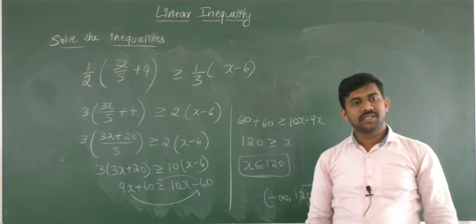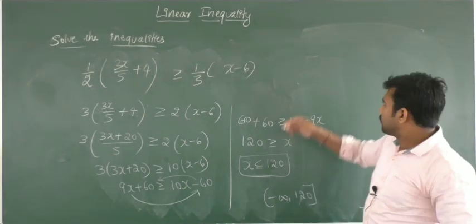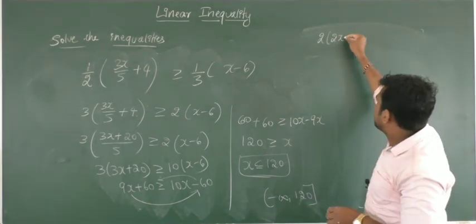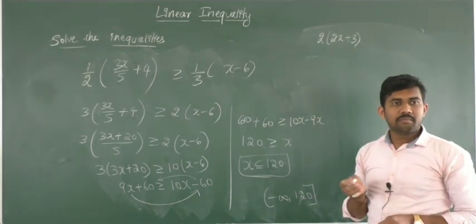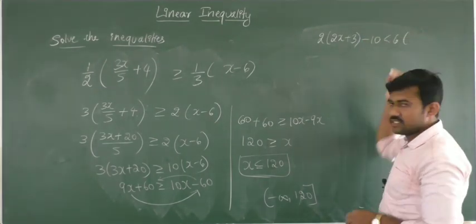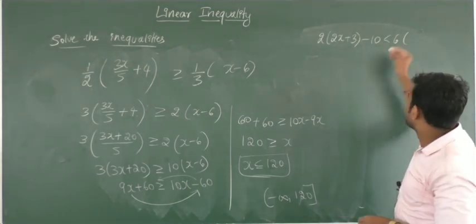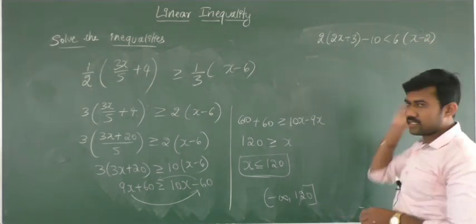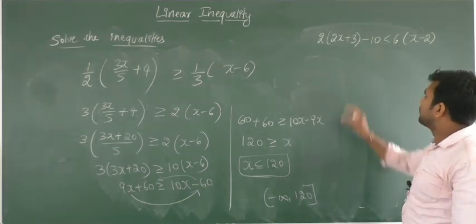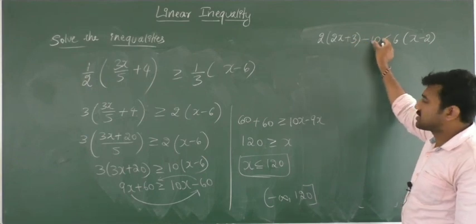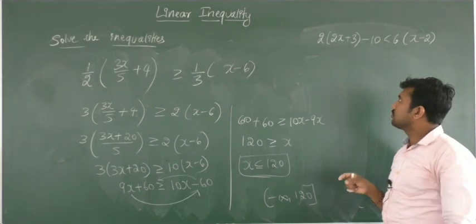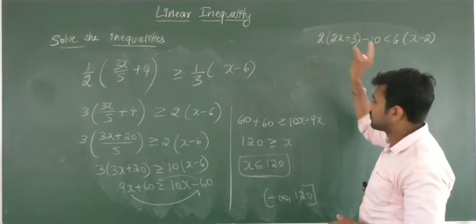What is the next question they have given? See, 2 into 2x plus 3 minus 10 less than 6 into x minus 2. 2 into 2x plus 3, this is one term, minus 10 less than 6 into x minus 2. So first multiply 2 to these two terms.